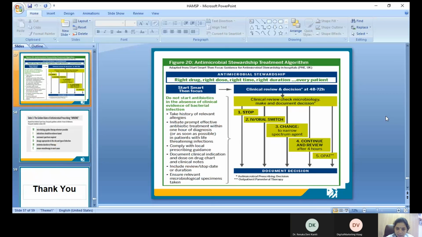Include review of stop dates and duration. Ensure relevant microbial specimen taken. After 48 hours, review the cultures and we can stop based on the microbial culture report, or IV to oral switch, or change to narrow spectrum antibiotic, or continue based on the culture report.